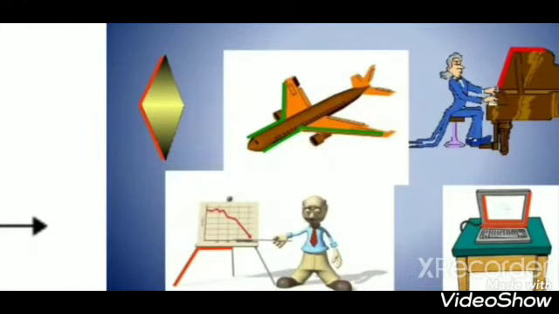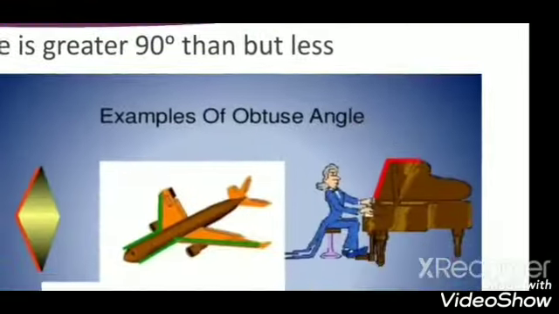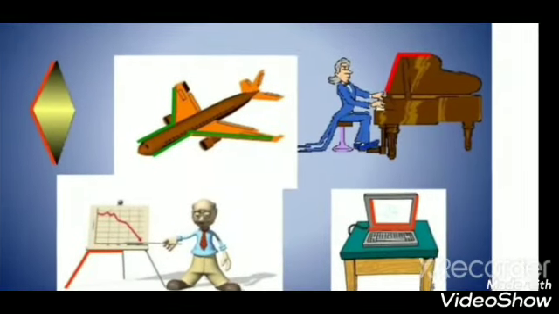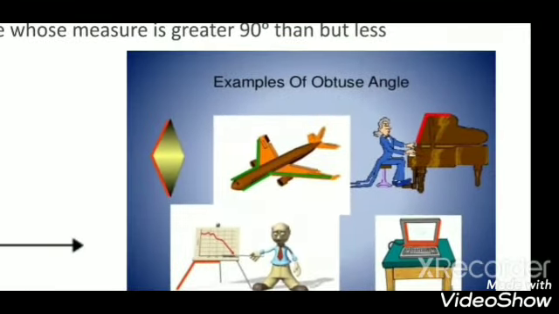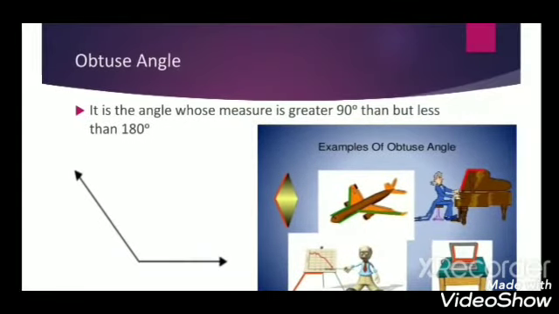If you see the screen of the computer here, that is also greater than 90 degrees but less than 180 degrees, therefore it is also an obtuse angle. This is all about the obtuse angle.